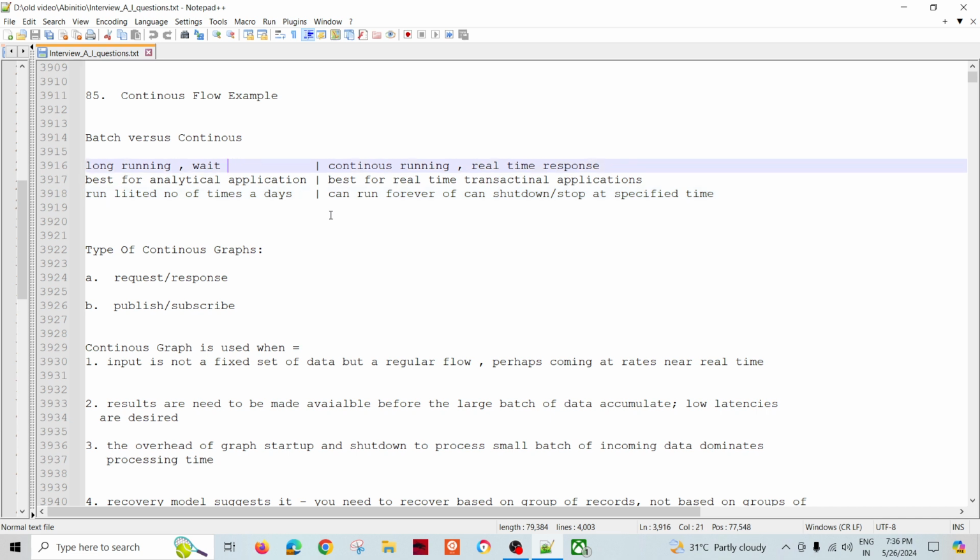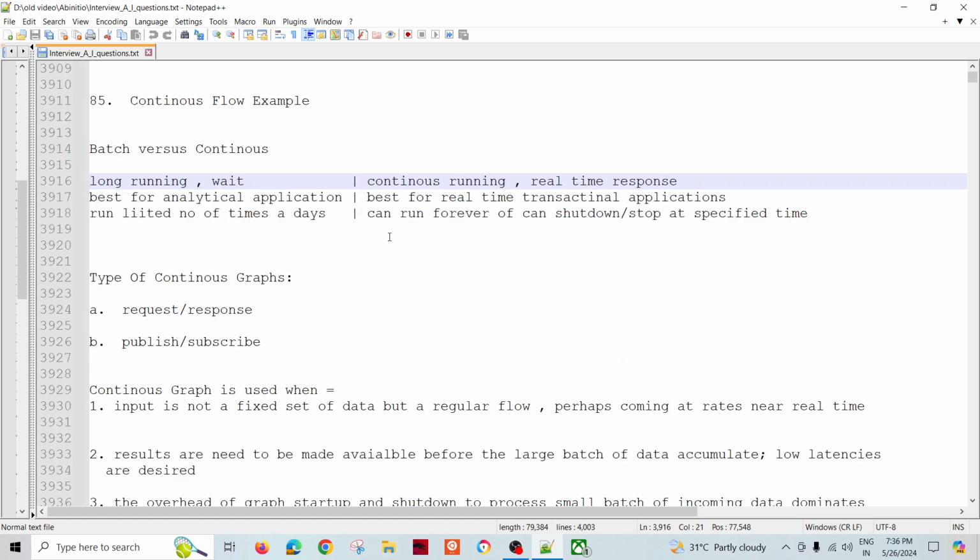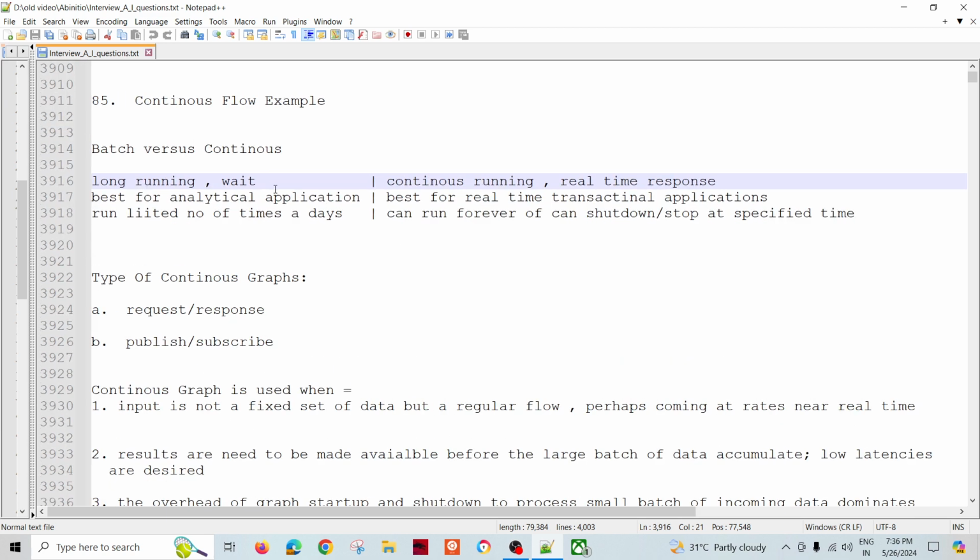But unlike the batch graph, continuous graphs are continuously running. They have a real-time response. They keep on running, and as soon as the data arrives, they react on that data and process it then and there. So that is the fundamental difference between those two processes.